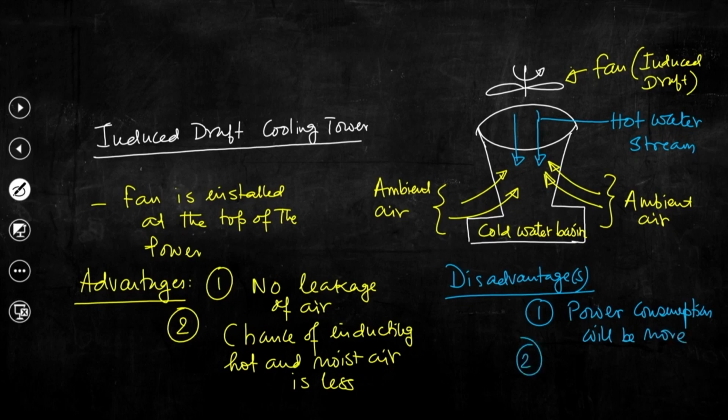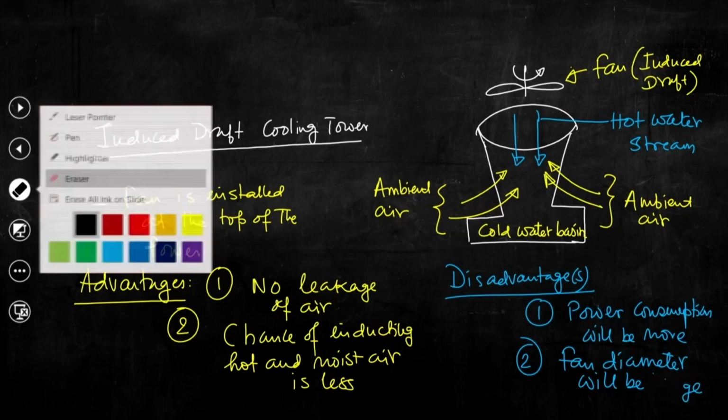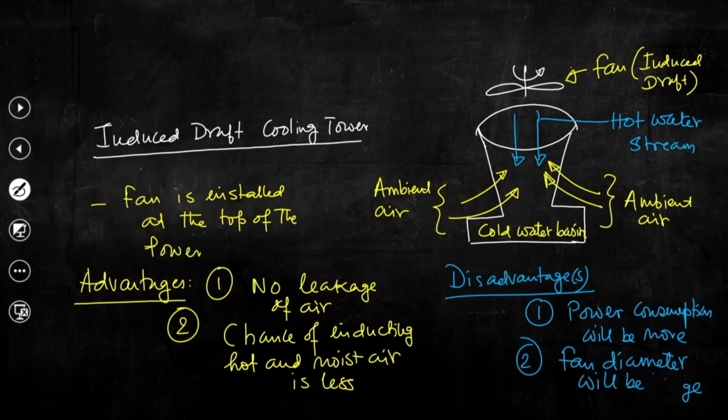Number two, since more volume of air will be handled by this type of fan, the diameter of the fan would be more. So, the fan diameter will be large because this fan has to handle a large volume of air. So, these are the advantages and disadvantages.